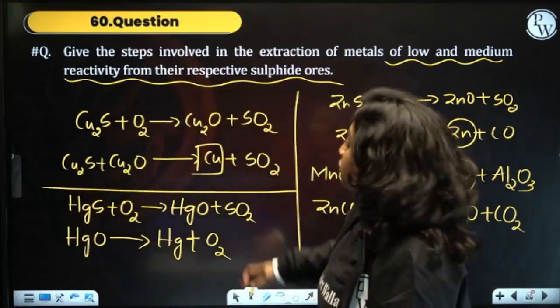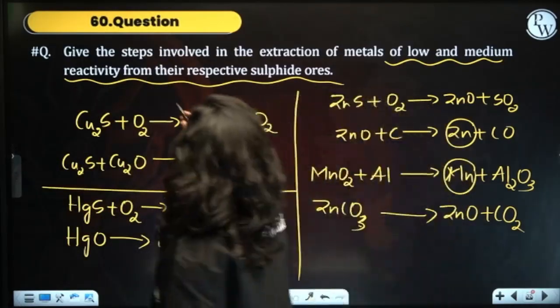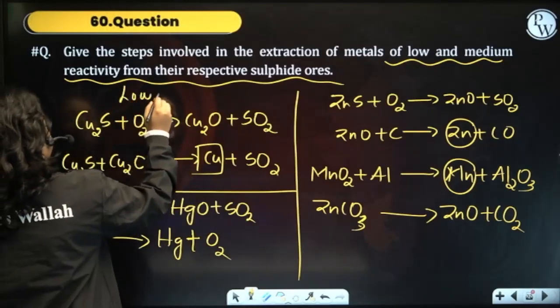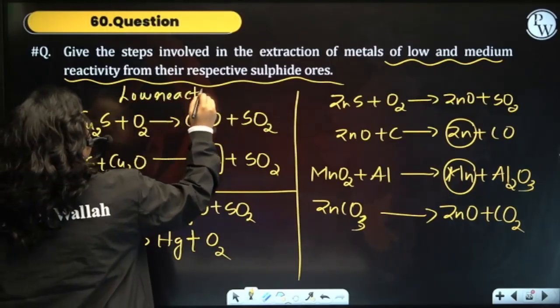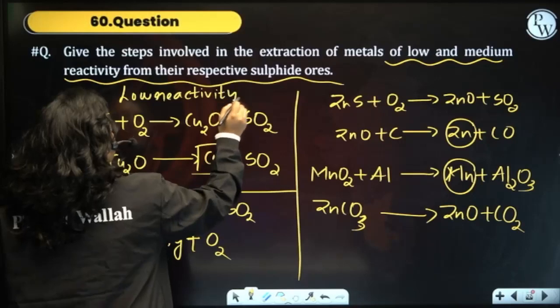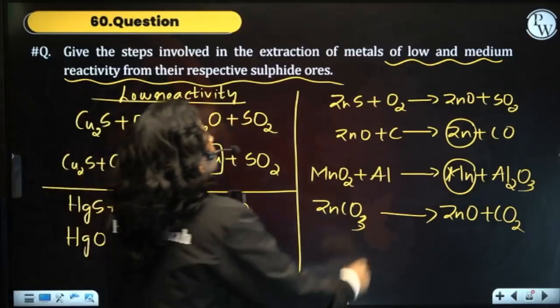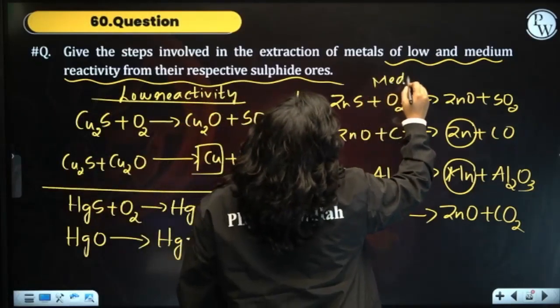So these reactions actually go for low reactivity series. Metal extraction from low reactivity and metal extraction from medium reactivity.